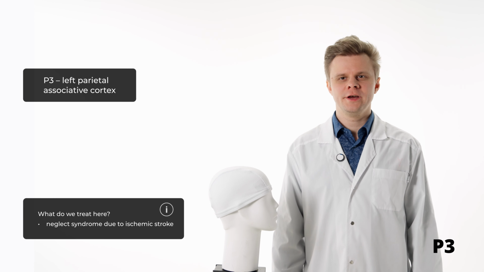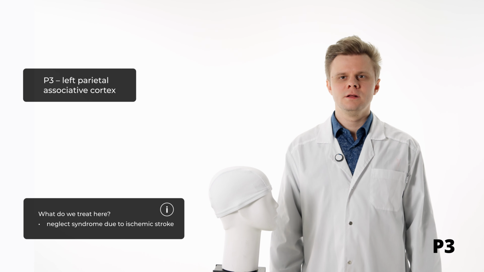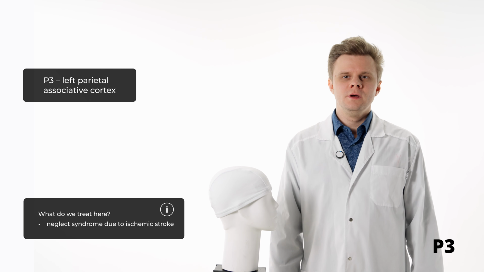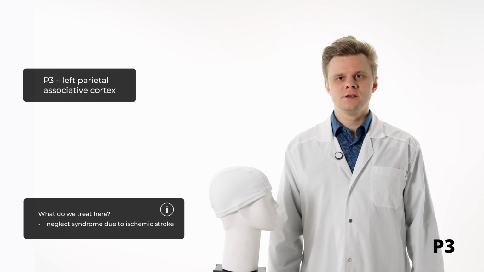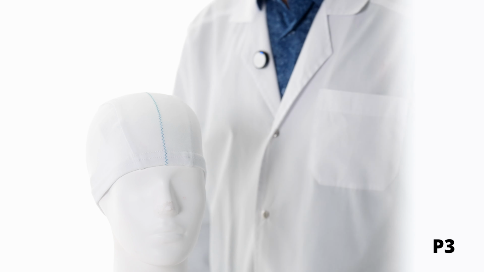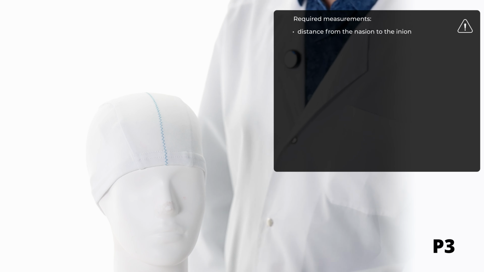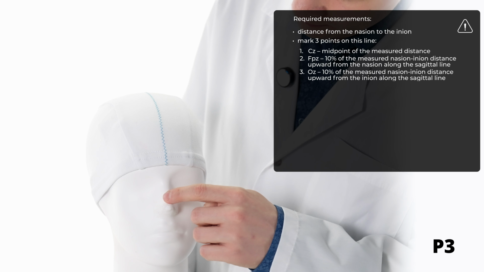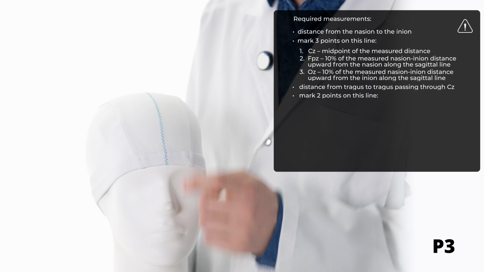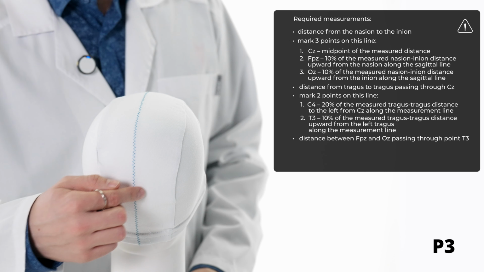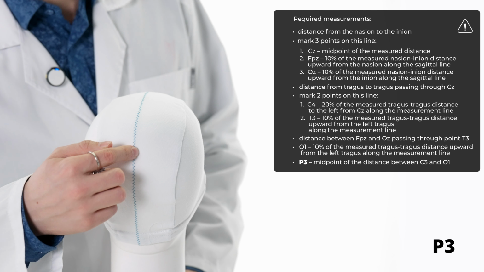The temporal association cortex is located at P3 point. This point is used in patients with neglect syndrome after stroke. Make the first circumferential measurement between the nasion, the point between the nose and the forehead, and the inion, the most prominent point on the back of the skull.